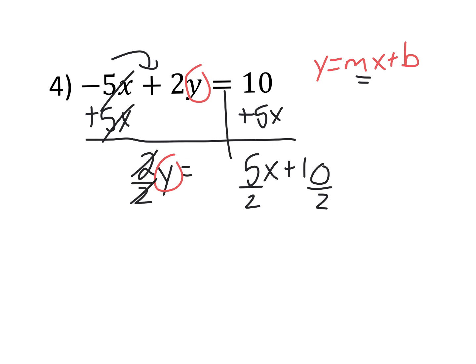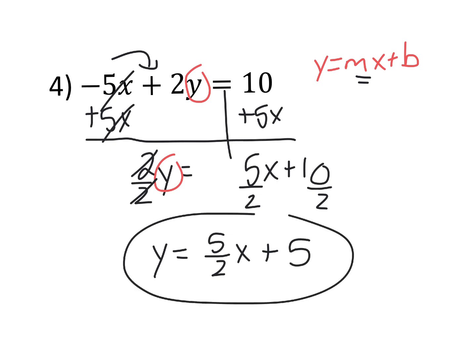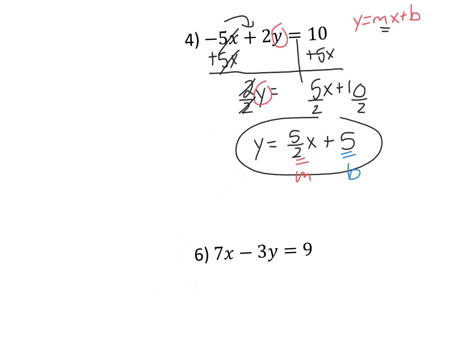So 2 divided by 2 is 1, so just y equals. Well, 5 divided by 2 is a decimal. I'm not doing that. 5 divided by 2 is 5 over 2 x, keep the x. And 10 divided by 2 is 5, and we're done. So I know that my slope is 5/2, and my y-intercept is 5. My b is 5. That's it.